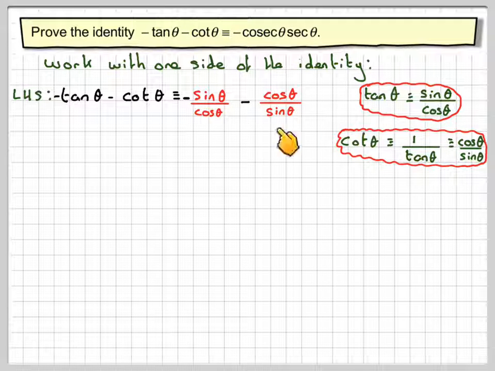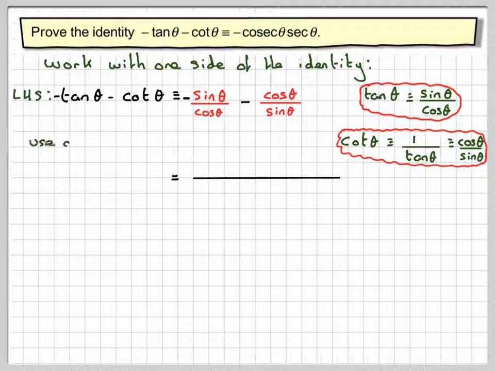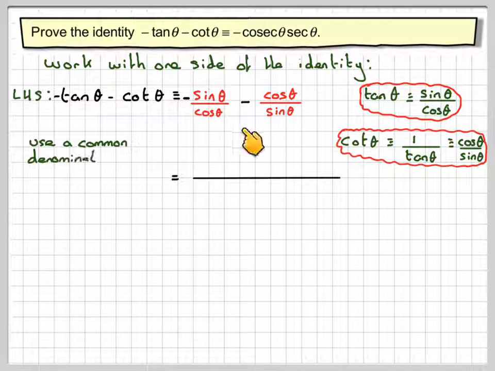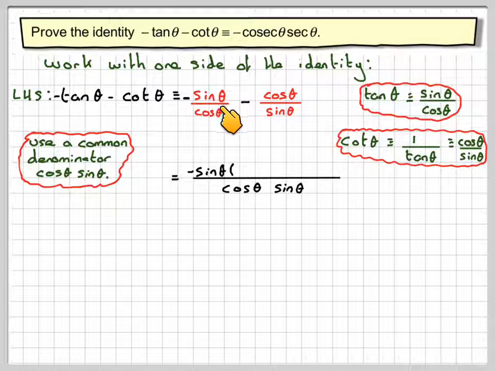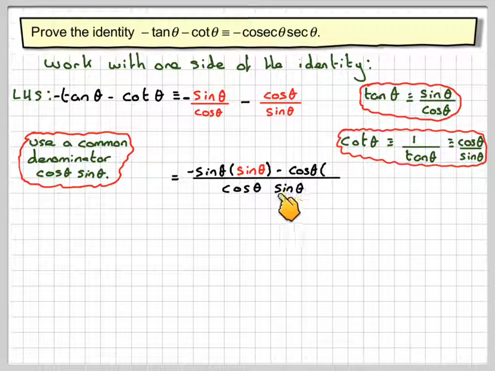Right, in order to subtract fractions, you need a common denominator. So the common denominator is going to be cos theta sine theta. And because I've got minus sine theta, I've had to multiply this by sine theta as well. So I have to do the same to the numerator. Minus cos theta, and I've had to multiply that by cos theta.